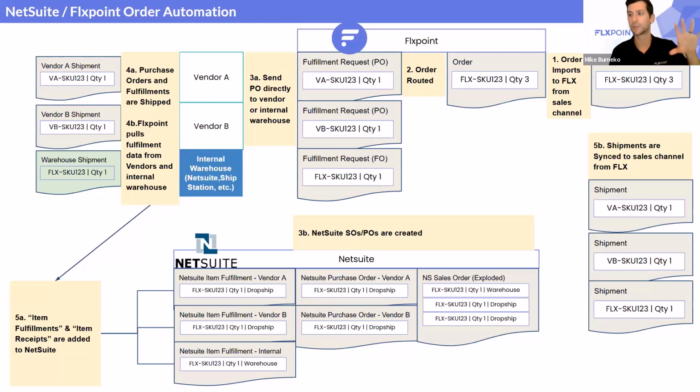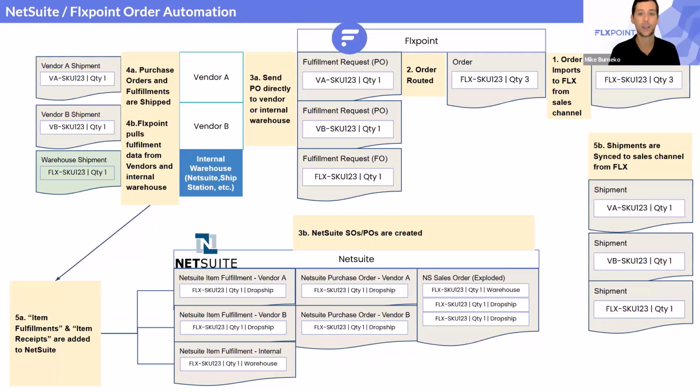So just walking it through simply, I won't dive into every single point on this slide here, but Flxpoint can get the order directly in from your sales channel. Previously, I mentioned, hey, you need some sort of connector between sales channel and NetSuite. NetSuite does not have them natively. Flxpoint can act as that and import the order directly from your sales channel. And then what we're going to do is route it. I'll get into what that means and the value that unlocks.